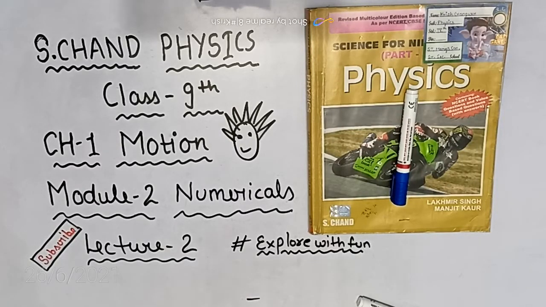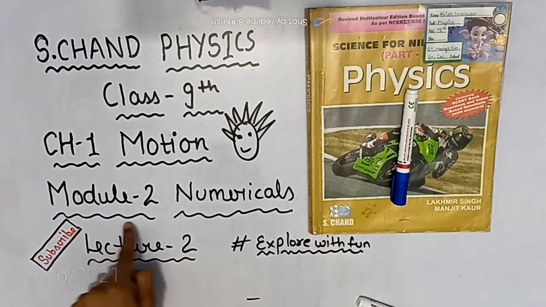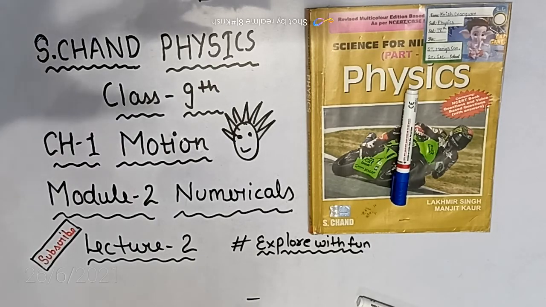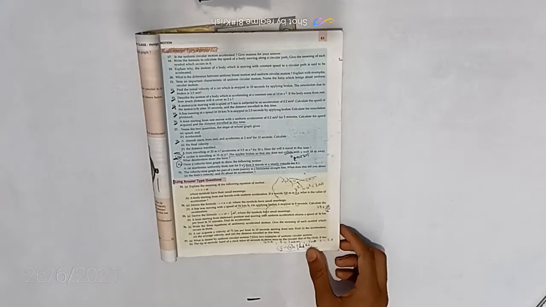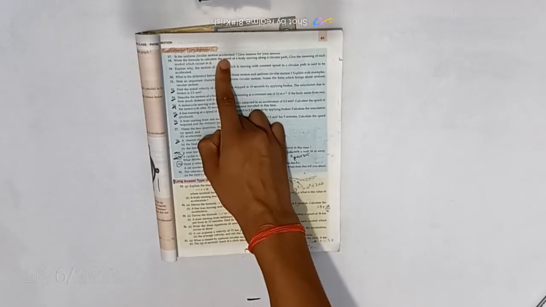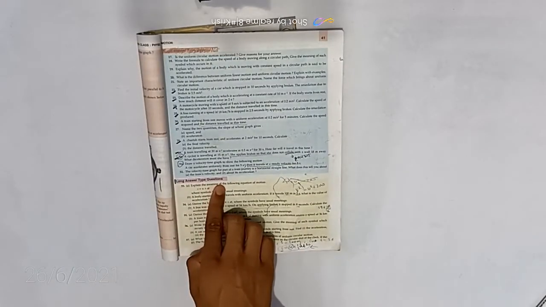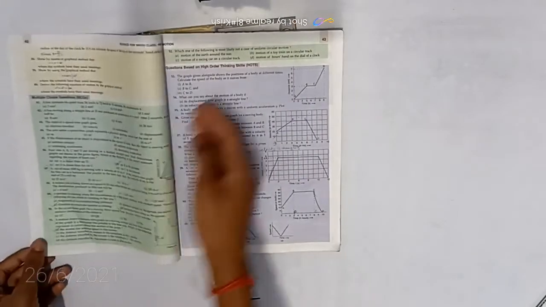Today we are going to study ICSE Physics class 9 chapter number 1, numericals of module 2nd. So let's begin our numericals of module 2nd. Friends, before studying the numericals, I want to tell you that the short answer type numericals I have discussed in lecture number 1, and today in this lecture 2 we will discuss the long answer type questions, and the graph questions we will discuss in the next lecture.